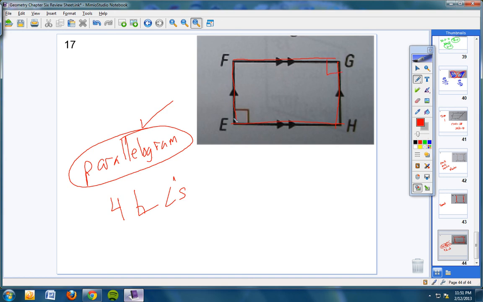90. We also know in a parallelogram that consecutive angles, angles that are side by side, are supplementary. So if this is 90, then what does this have to be right here? 90, because 90 plus 90 is 180. And if that's 90, then the opposite angle has to be congruent, which is 90. So yes, we do have a parallelogram. We do have 4 right angles, excuse me. So yes, we do have a rectangle.